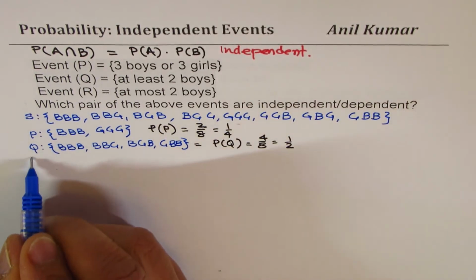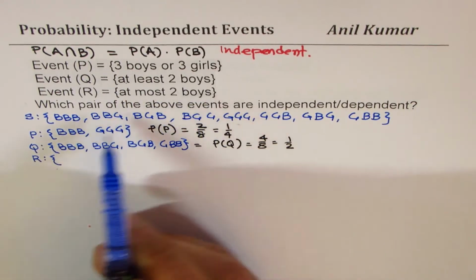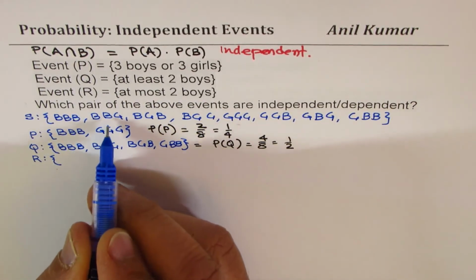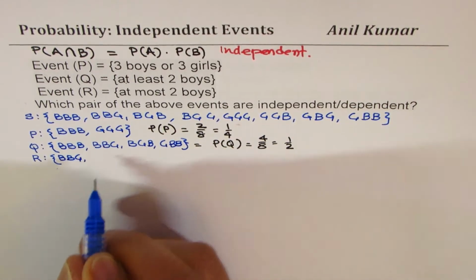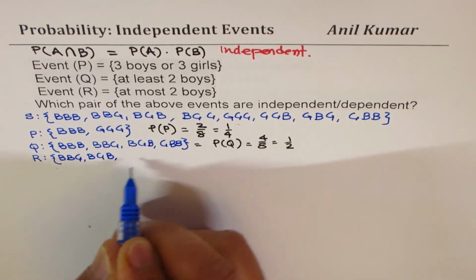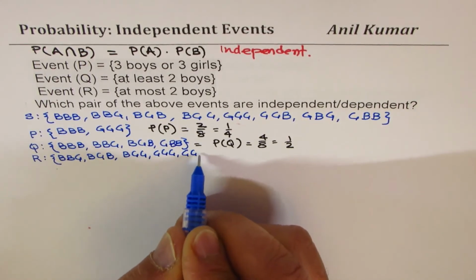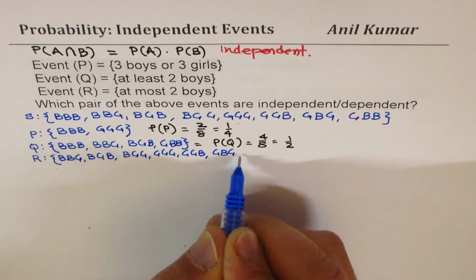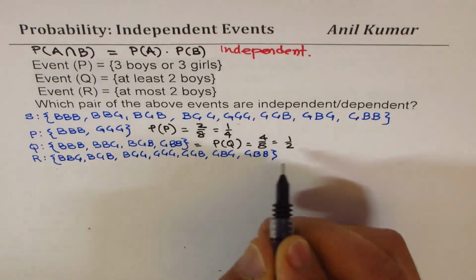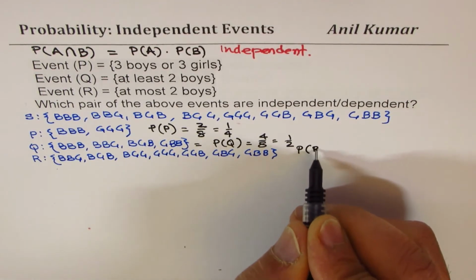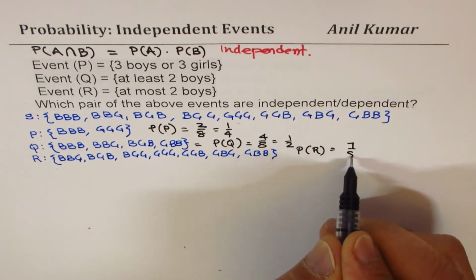The third event R, we can write at most 2 boys. That means 3 will not work, 2 or less. So all others, right? All 7 of them. So we have boy, boy, girl, boy, girl, boy, boy, girl, girl, all girls, girl, girl, boy, boy, girl, and girl, boy, boy. So all these, that is 7 out of 8, is the probability for event R, which is at the most 2 boys, right? Which is 7 over 8.